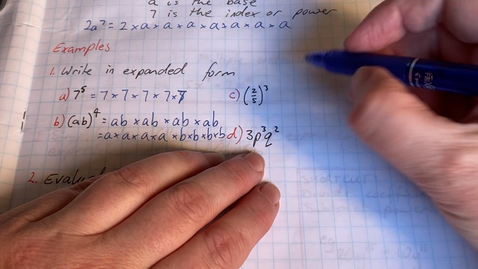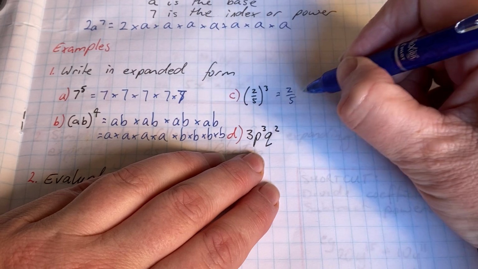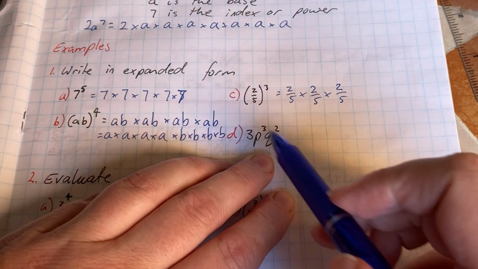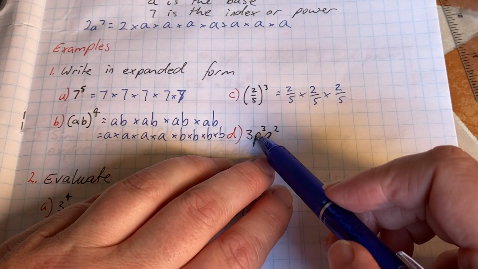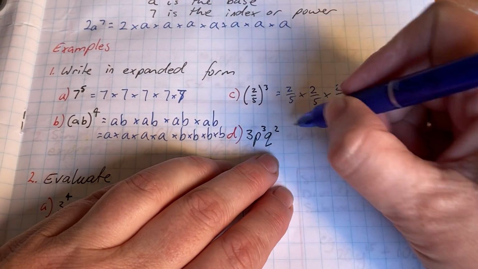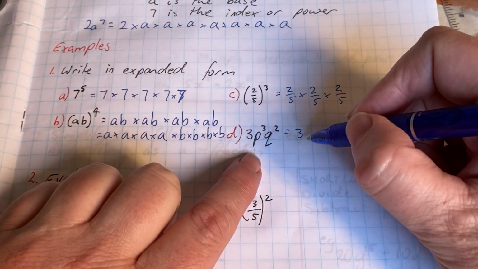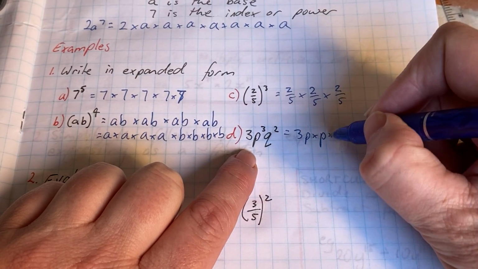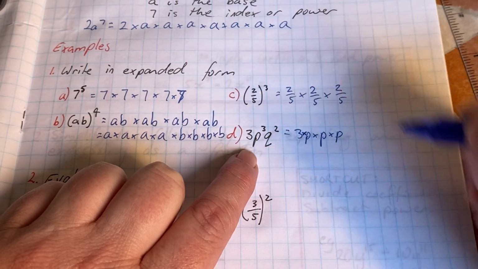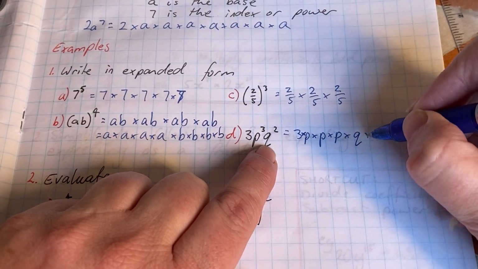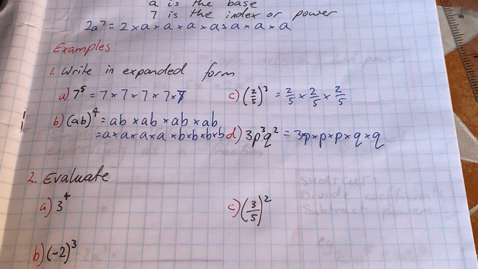2 over 5 to the power of 3, same thing. We've got 2 over 5 times 2 over 5 times 2 over 5. 3p cubed q squared. We've got a 3 first, and then we've got p. There are 3 of those, so p times p times p. I'll put a multiplication sign in there too for expanded form. Multiplied by q times q. Q squared is q times q.